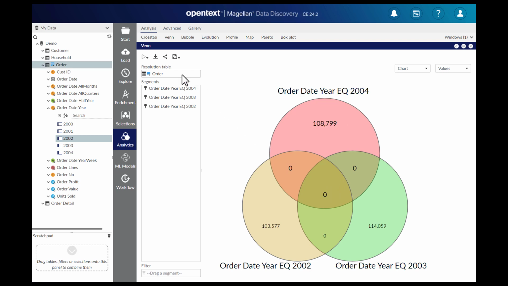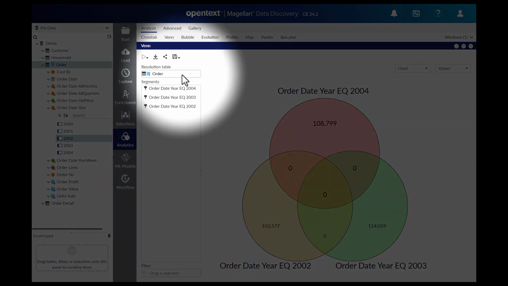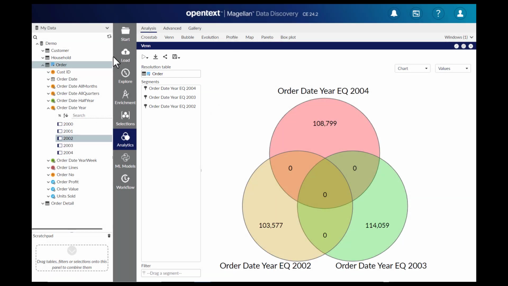This is correct because the information is at the order level, and single orders cannot exist for multiple dates or years. Now we will analyze the customers that have purchased these orders. We'll drag the customer table to the resolution table box. The Venn diagram shows that 7,317 customers have made purchases in the past 3 years.